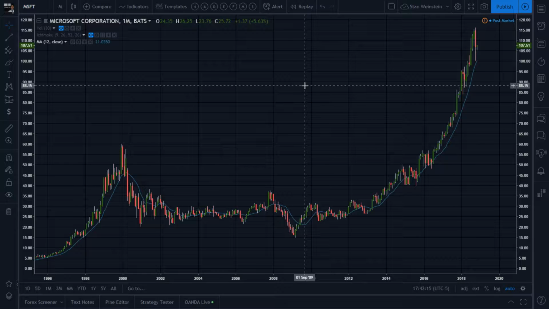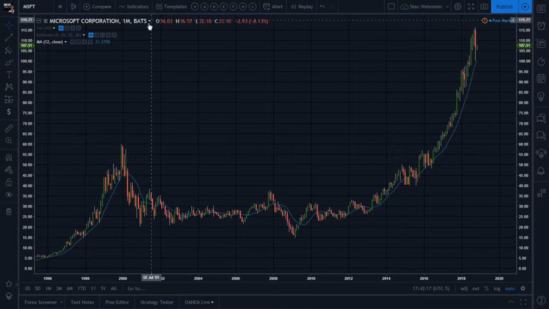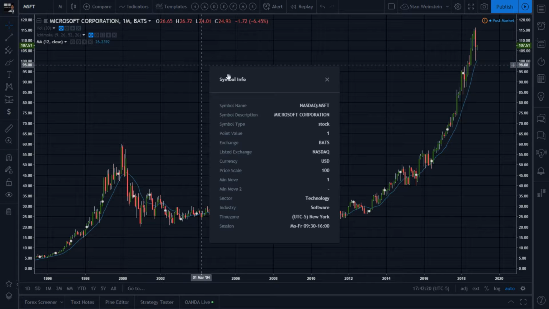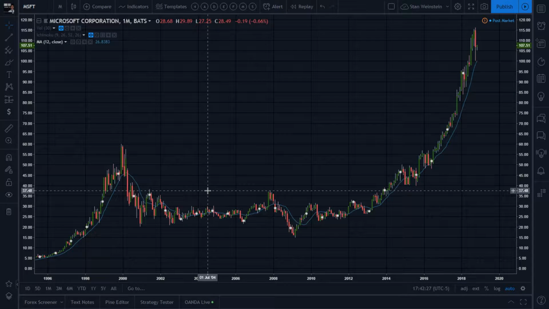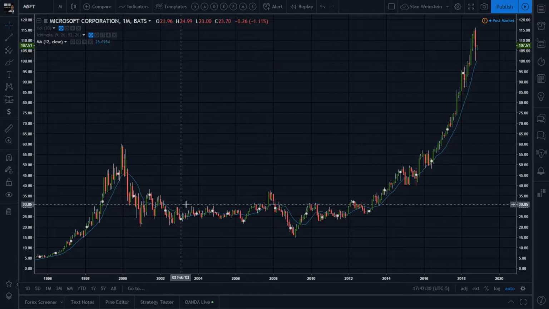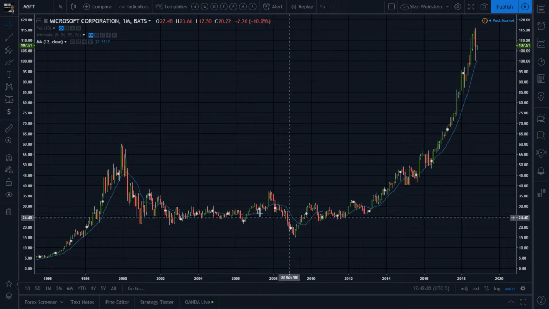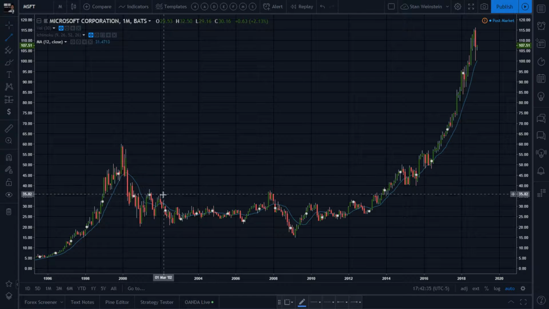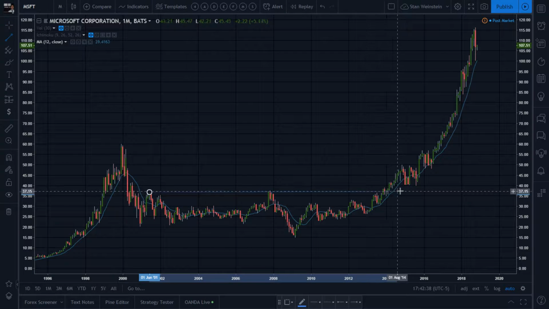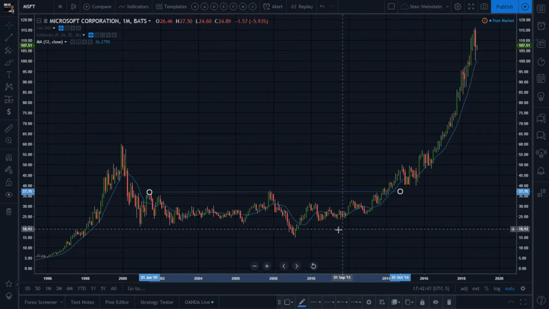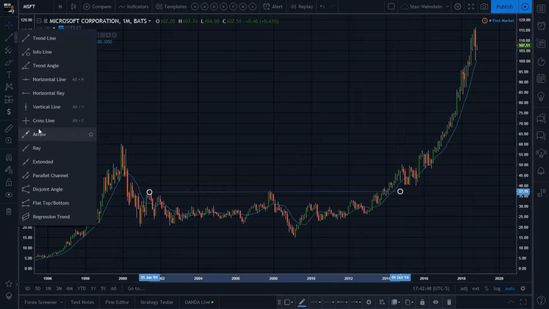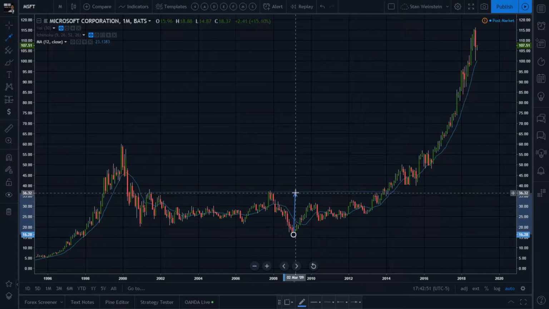Microsoft Corporation, MSFT on the Nasdaq. Technology sector, industry software. Guys, this is the monthly candle chart. Look at this crazy base right here. That dip, 2008, just a blip on the radar. And look at that crazy base. Exploded out of that. Reached its implied measure move really fast. Here's the greediest of targets.